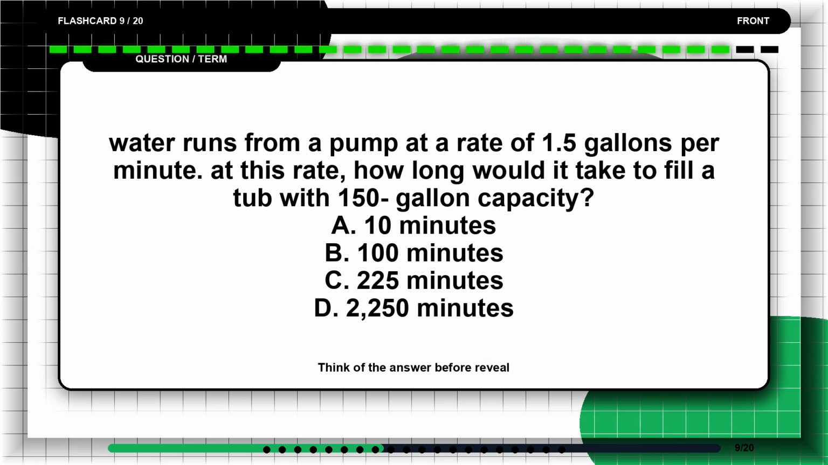Flashcard 9. Water runs from a pump at a rate of 1.5 gallons per minute. At this rate, how long would it take to fill a tub with 150-gallon capacity? A. 10 minutes, B. 100 minutes, C. 225 minutes, D. 2,250 minutes. Pause and think of the answer before the reveal.